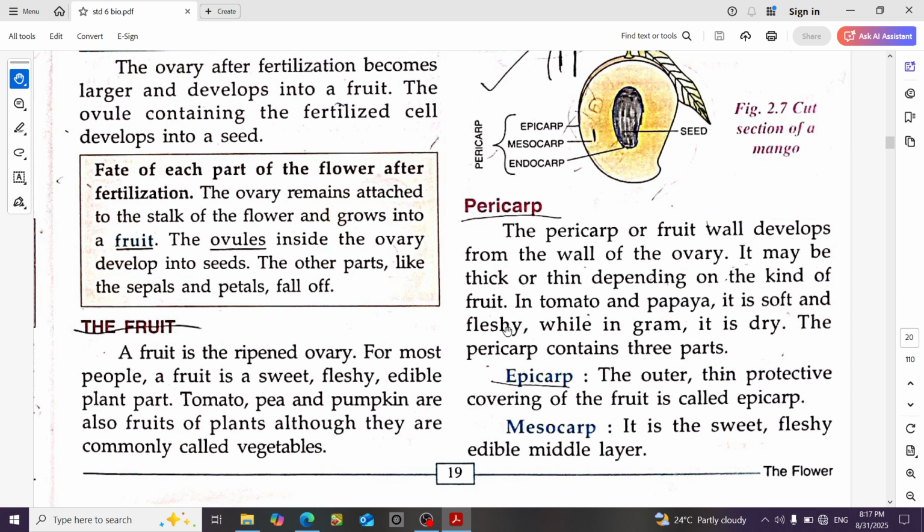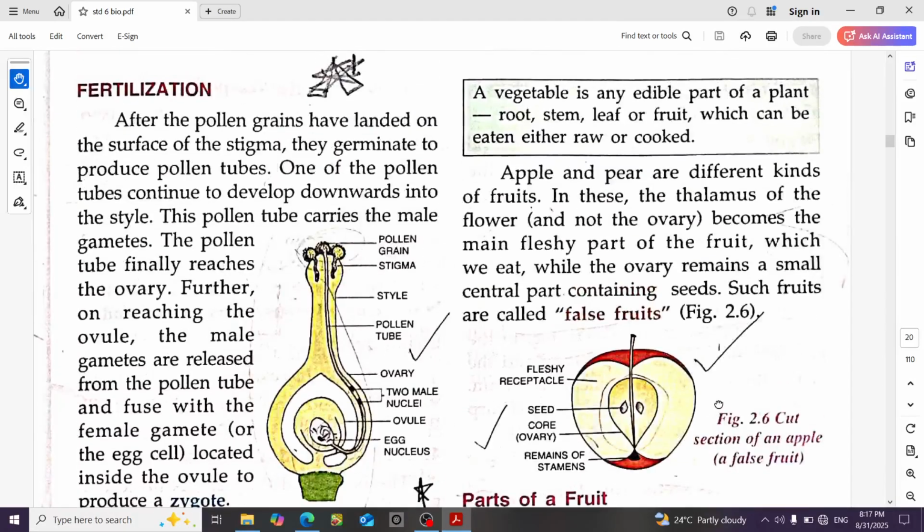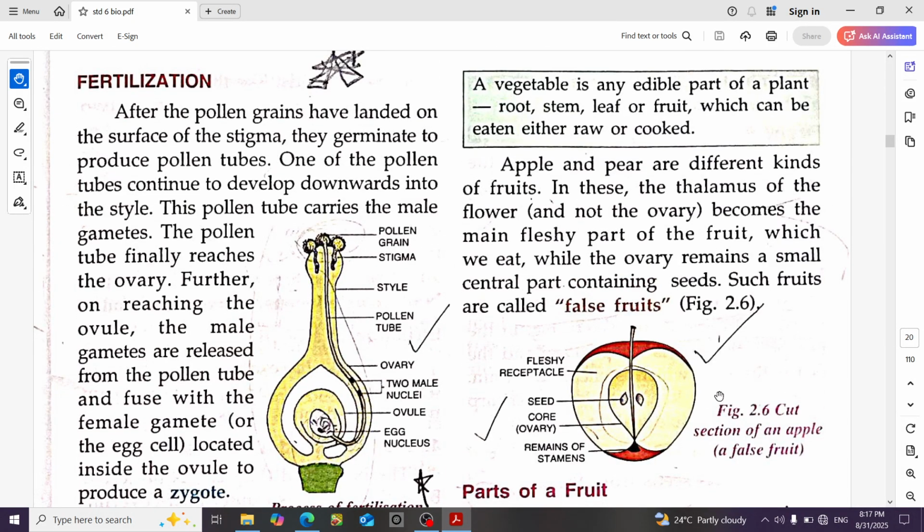For most of them, the fruit is a sweet, fleshy, edible part which you can eat. Tomato, pea, pumpkin are also fruits of plants. We call them commonly vegetables, but they are not vegetables, remember. Now, a vegetable is any edible part of the plant, that is root, stem and leaf or fruit, which can be eaten either raw or cooked. Apple, pear are different kinds of fruits. These are thalamus, not the ovary. This fleshy part which we eat. Seeds are inside. You can see it in this picture.